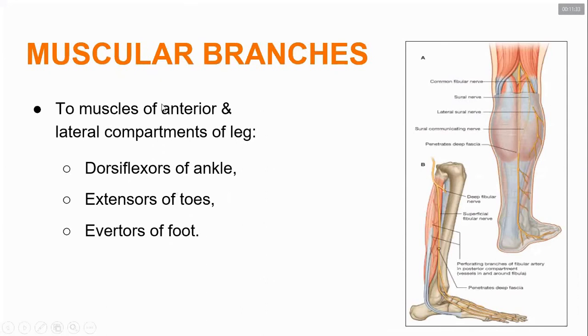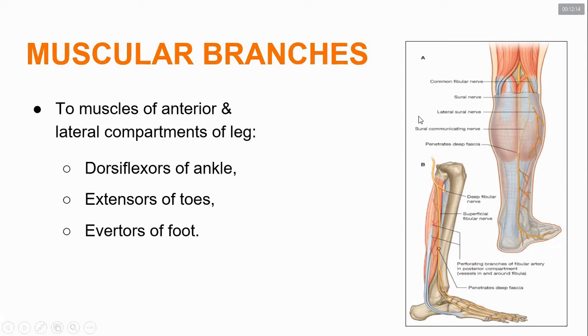So what are the muscular branches? It will supply the anterior and the lateral compartments. The lateral compartment is supplied by the superficial peroneal nerve, and the anterior compartment of the leg is supplied by the deep peroneal nerve. So in the anterior compartment of the leg, there are dorsiflexors of the ankle and extensors of the toes. What are the dorsiflexors of the ankle? These are your tibialis anterior muscle, and the extensors of the toes are your extensor hallucis longus and extensor digitorum longus. And the everters of the foot are in the lateral compartment of the leg. So what are the everters of the foot? Peroneus longus and peroneus brevis. So these are about the muscular branches.